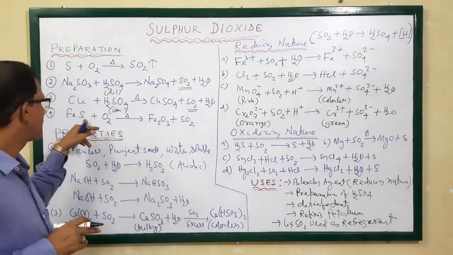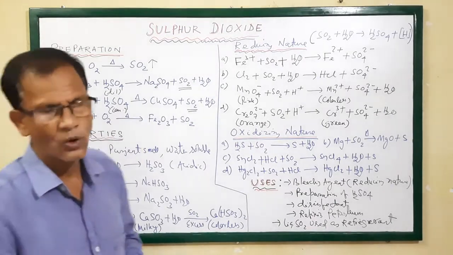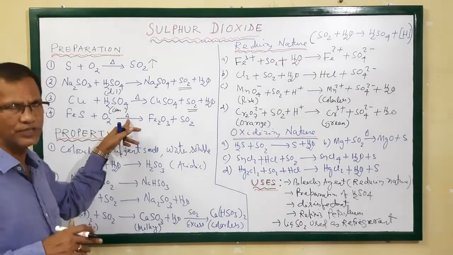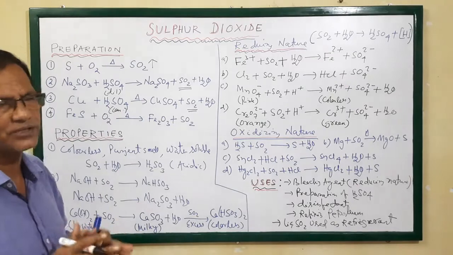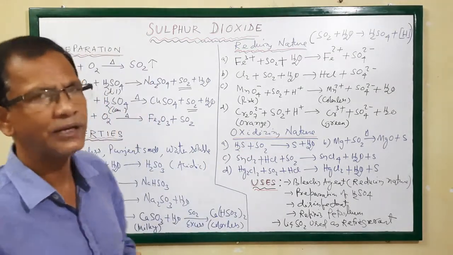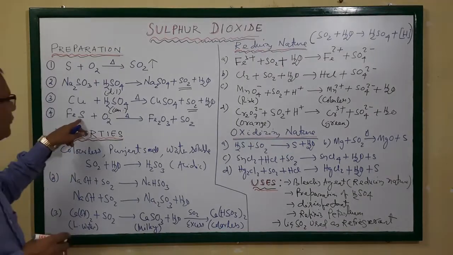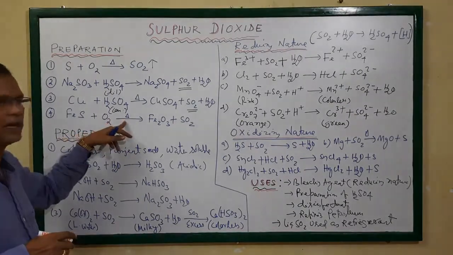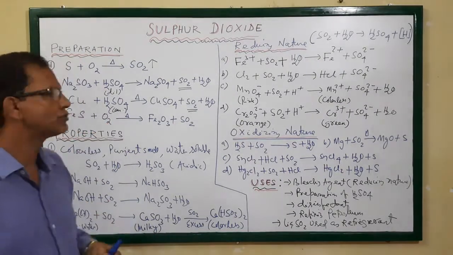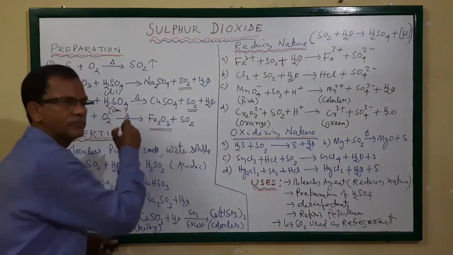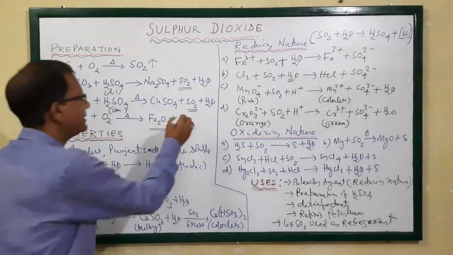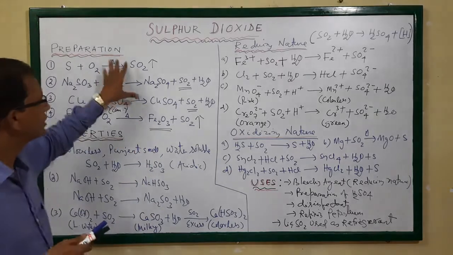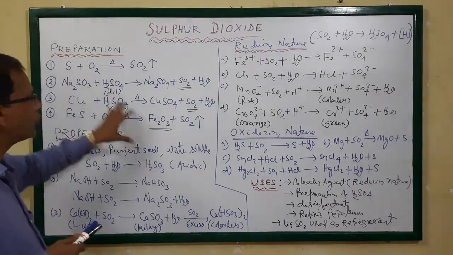The fourth method is when a sulfide salt is roasted at a high temperature. Roasting means heating of the substance, heating of the ore at a high temperature. So when the sulfide ore of iron is heated in presence of oxygen at a high temperature, it will produce oxide ore. Sulfide is converted to oxide and releases sulfur dioxide gas. This is also one important preparation of sulfur dioxide. So sulfur dioxide can be prepared in these four ways.